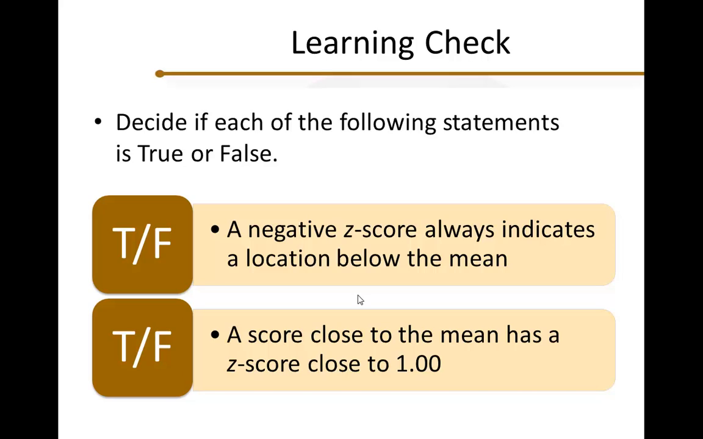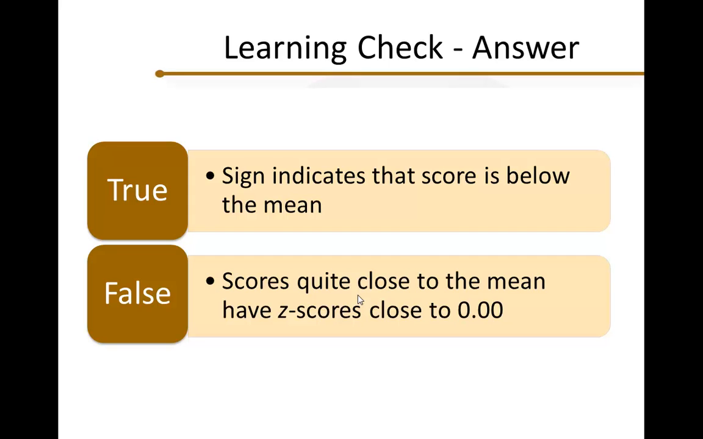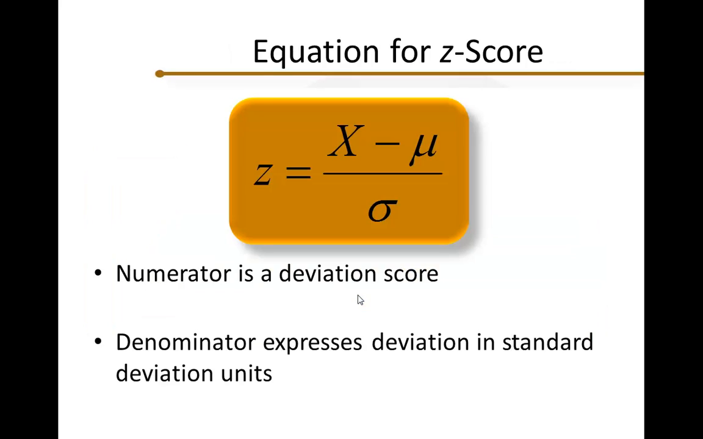A negative z-score always indicates a location below the mean. Is that true or false? And a score close to the mean has a z-score close to 1. The first one is true. A negative z-score is going to be below the mean, so it's got to be a score lower than the mean. The second one is false, because if you have a score that's very close to the mean, your z-score is going to be 0, because remember, a z-score of +1 is 1 standard deviation above the mean.